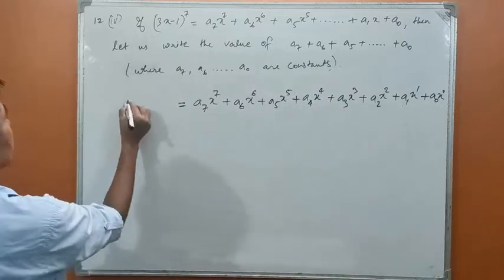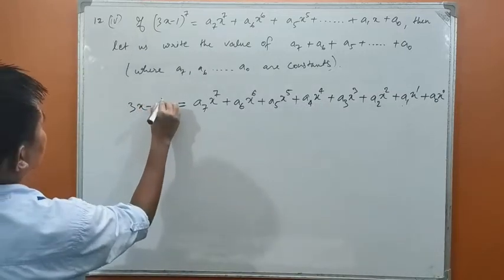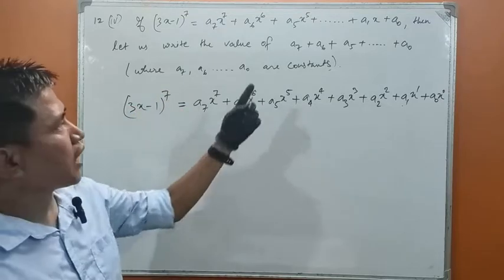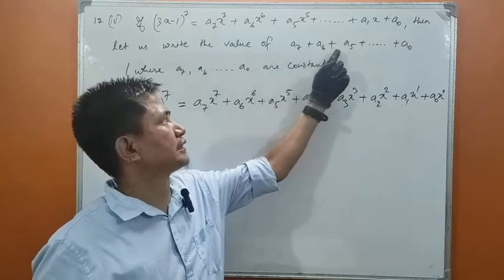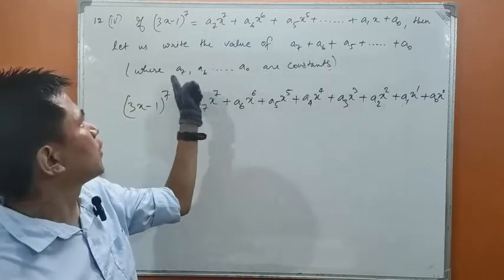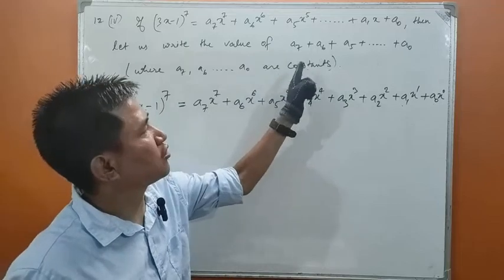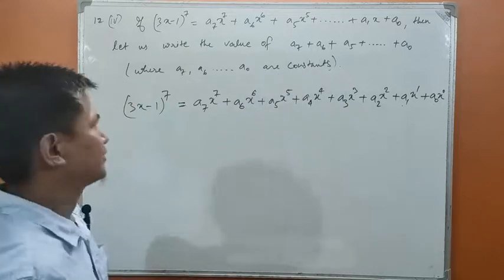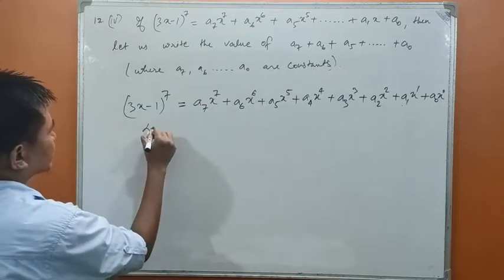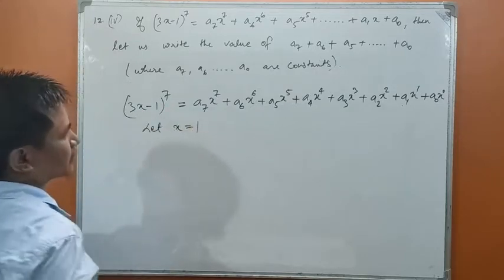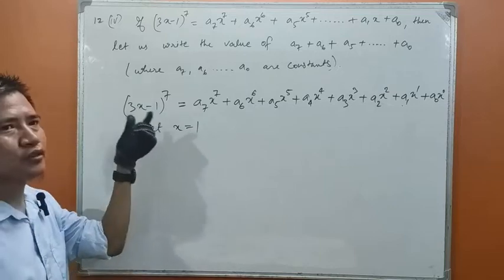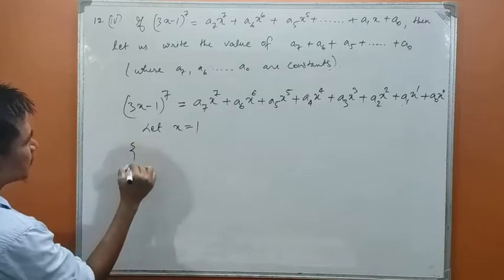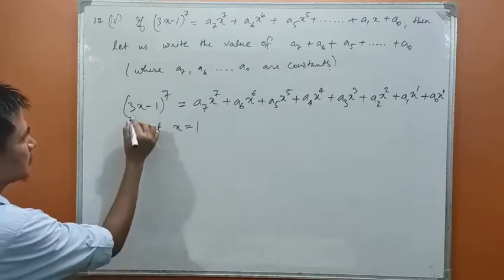We are provided with the value (3x minus 1) whole to the power 7 equals to this, isn't it? So we are asked to find the sum of a7, a6, a5 plus so on up to a0, where a7, a6 and so on up to a0 are constants. We are asked to find the sum of constants, isn't it? Are you getting me? What we do is let x equal 1. We suppose x to be 1 throughout this equation. So let us put the value of x as 1.